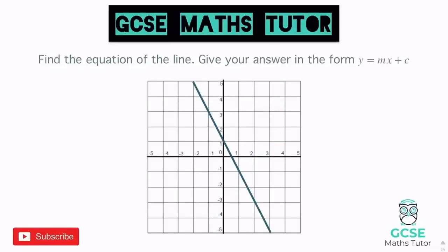Slightly different one here because it's sloping in the other direction, but the same type of question. I'm going to take the same approach, so I'm going to find the y-intercept to start with this time, so c equals 1, and then we just need to find the gradient. So let's pick two coordinates.